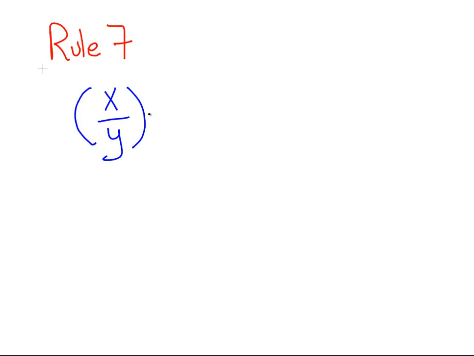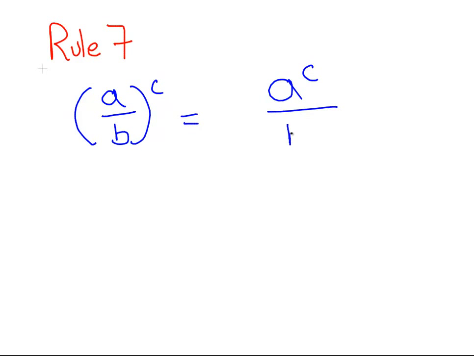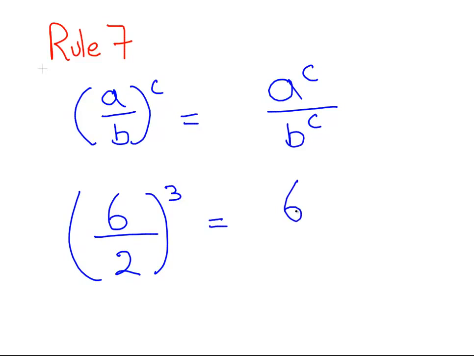Finally, one last one, rule 7. This is very similar to the last one. I was using a and b, so I'll stick with that. A divided by b, all to the power of c, is equal to a to the power of c divided by b to the power of c. So, for example, 6 divided by 2, all to the power of 3, is equal to 6 to the power of 3 divided by 2 to the power of 3.